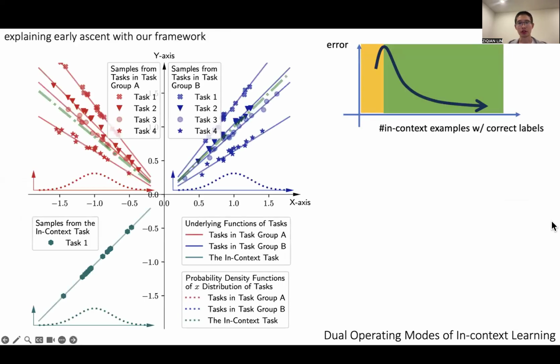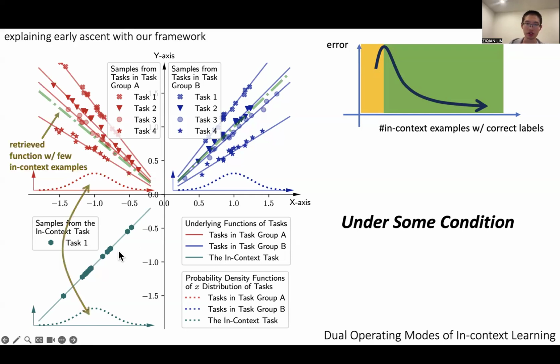So in order to explain the early ascent phenomenon, I will give the intuition here. There is theory in our paper, but here I will skip it and only explain the intuition. Assume we have two groups in the pre-training data set, and this is our in-context learning example. Under some conditions, due to the x distribution similarity between the in-context task and the red group, the language model will retrieve the function roughly -1 first with few in-context examples. That's a function of the red group. Since the -1 is very different from the +1 in the in-context task, the error rate will increase.